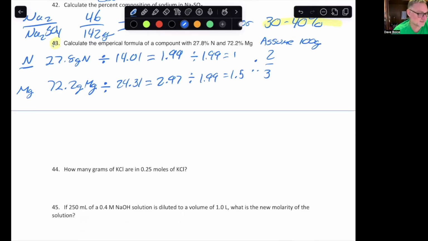It's not quite as obvious. In this case, it is obvious, but it doesn't matter. You still need to divide by the smallest. And then in this case, 1 to 1.5 is actually a 2 to 3 ratio. And so we can do positive comes first. So you would not write N and then magnesium. Remember, positive magnesium comes first. So that's going to be Mg, and that's got a 3, and N, which we came up with a 2. And so that's going to be your answer.